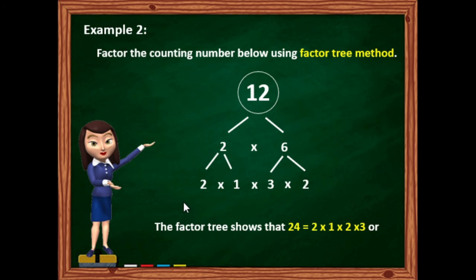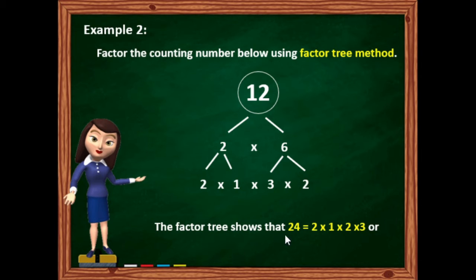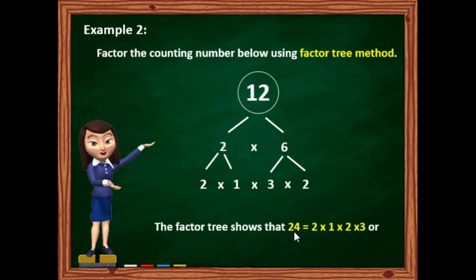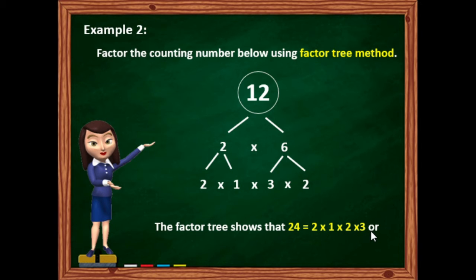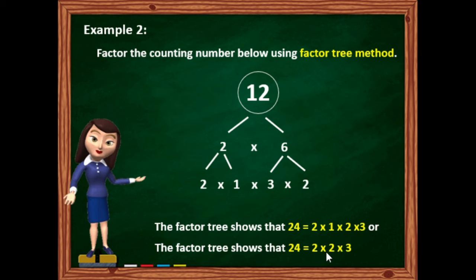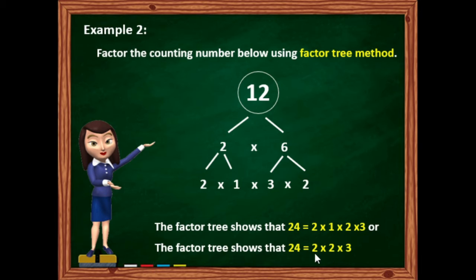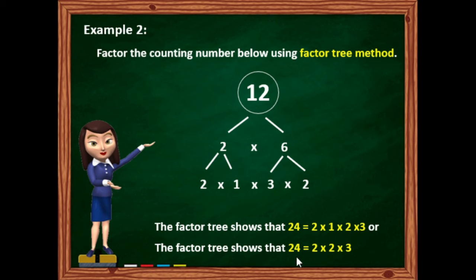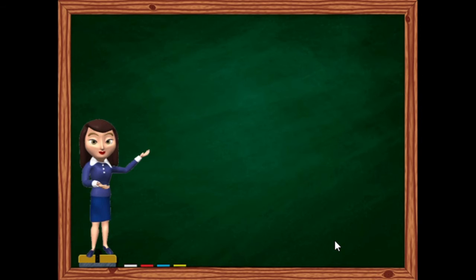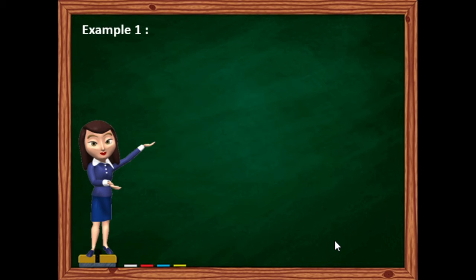Therefore, the factor tree shows that 12 is equal to 2 times 1 times 2 times 3, or 2 times 2 times 3. Take away 1 and immediately write 2 times 2 times 3. By the way, this is 12. Excuse the typo error. Okay, that was factoring the number using factor tree method.